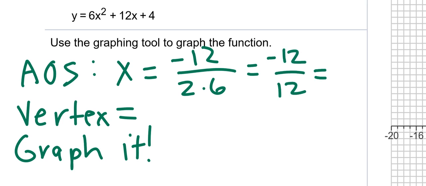Tell me what we got for the axis of symmetry. X equals -1 is correct. We plugged in the opposite of B over 2 times A, and we got -12 over 12, which was -1. Okay? Now we know the first part of the vertex. Go find the second part of the vertex.